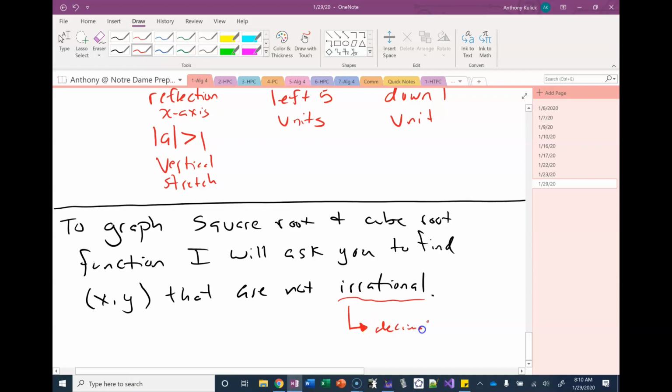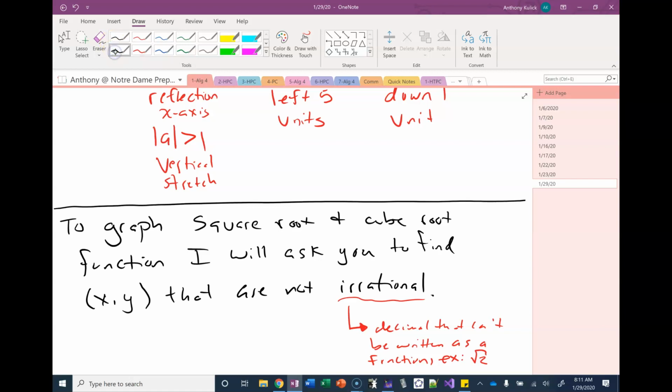Yeah, it's a decimal that can't be written as a fraction. An example of that would be things like the square root of 2 or the square root of 3, but not the square root of 4. Why not? Because the square root of 4 is just 2. Yeah. Everybody okay with that idea?